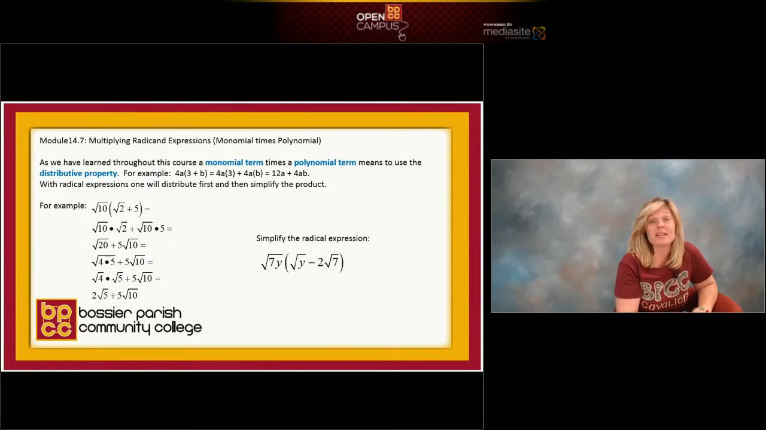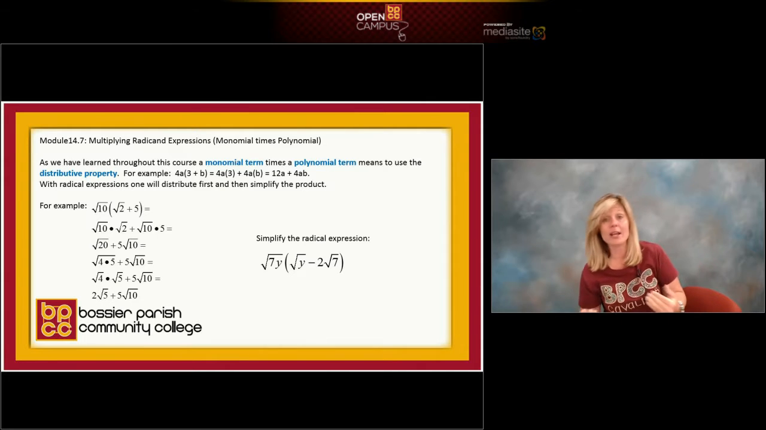Okay, ladies and gentlemen, now we know from polynomial world, there's not just multiplying monomials times monomials. You can multiply a monomial by a polynomial. So for example, if you remember, I have in my notes, 4a times 3 plus b. That's the monomial 4a times the binomial 3 plus b.